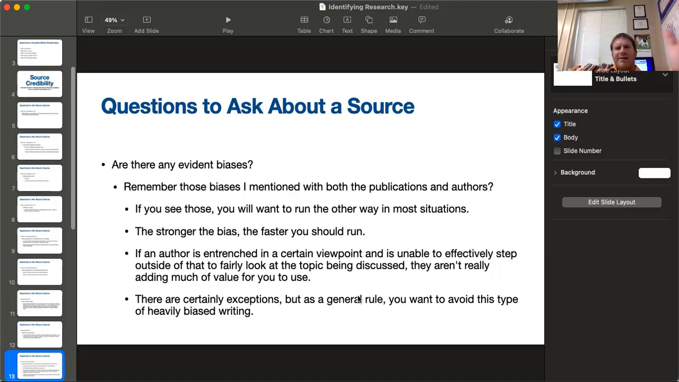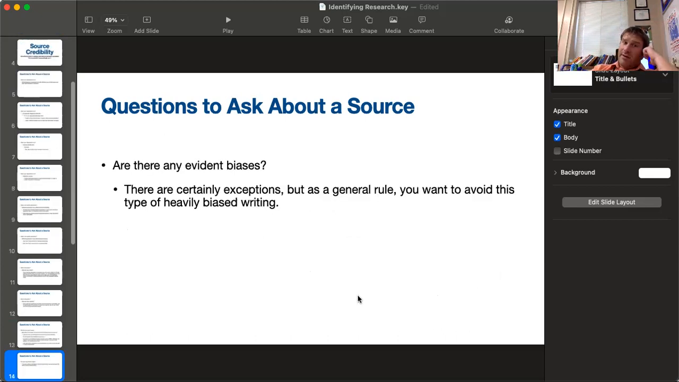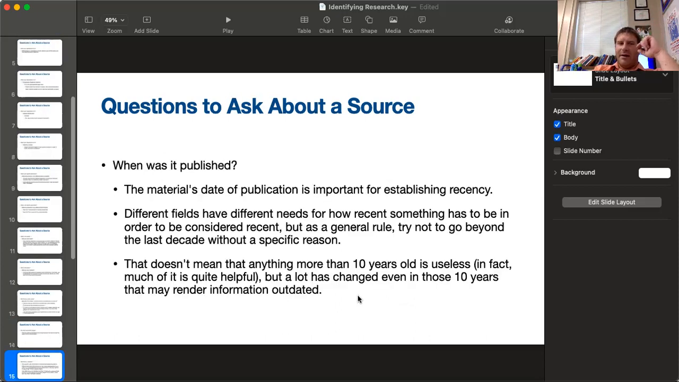There are certain exceptions, but typically you want to avoid overly biased writing. Those exceptions would be if you use something that's super biased, you're going to have to balance it out with the other side that is also super biased. So it's easier if you find something more in the middle instead of going to the extremes. In general, you want to avoid heavily biased writing.